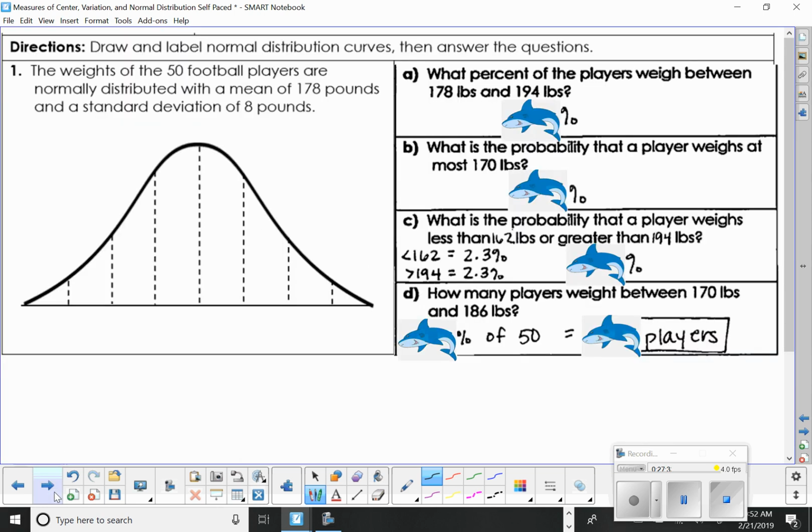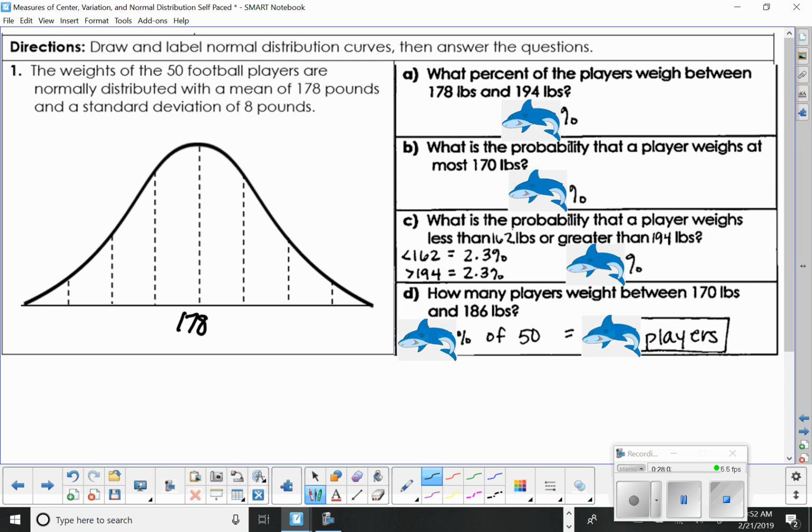All right. Now, where does this come in handy? Well, you'll be asked to use the empirical rule on the SOL, or you could be. Shouldn't say you will. You could be. The weights of 50 football players are normally distributed with a mean of 178 pounds. So 178 pounds is in the middle. They are normally distributed with a mean of 178 and standard deviation of 8 pounds.